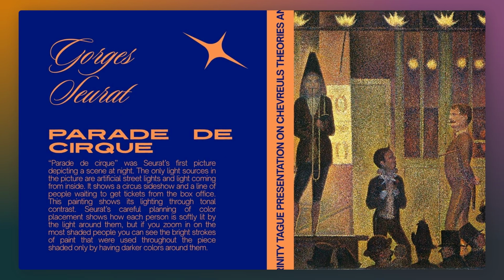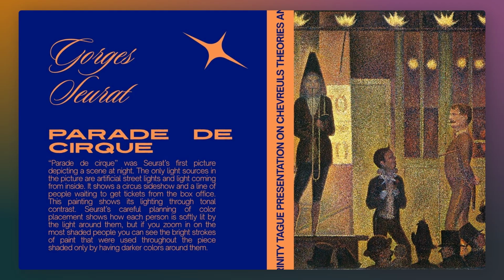Parade des Cercles was Seurat's first picture depicting a scene at night. The only light source in the picture are artificial street lights and light coming from inside. It shows a circus sideshow and a line of people waiting to get tickets from the box office. The painting shows the lighting through tonal contrast.